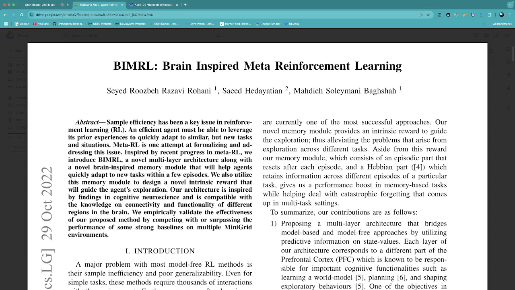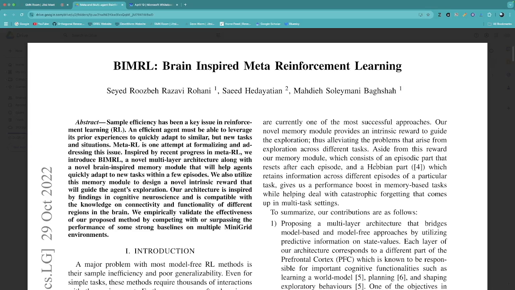So they have this reinforcement learning, this intrinsic reward part, which is the reinforcement part. And then they have this memory module. So the episodic part is basically where you get these episodic experiences. And you have this short-term episodic memory. Then you have this Hebbian part, which of course implements Hebbian learning, which is where you retain information by a sort of analog of synaptic plasticity.